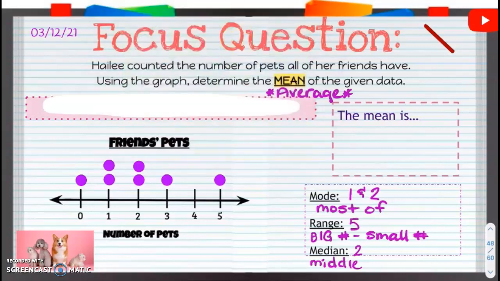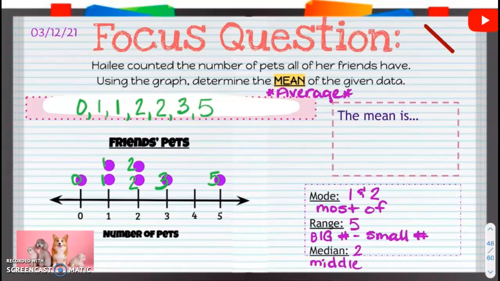First, let's read our graphs. We have that 0, again that 1 and then another 1. That dot represents a 2, that dot represents a 2, a 3, and a 5. Let's put them in order. We have a 0, 1, 1, 2, 2, 3, 5.